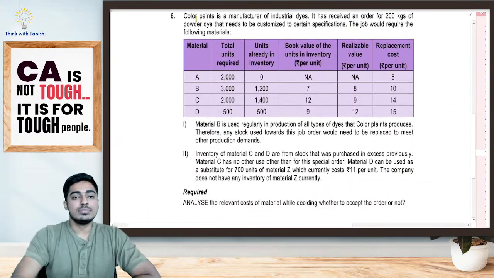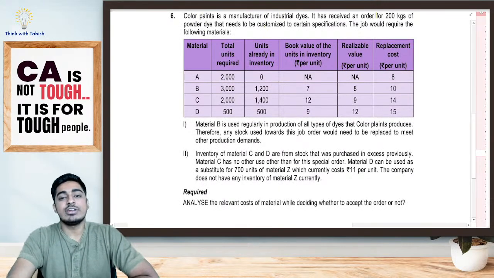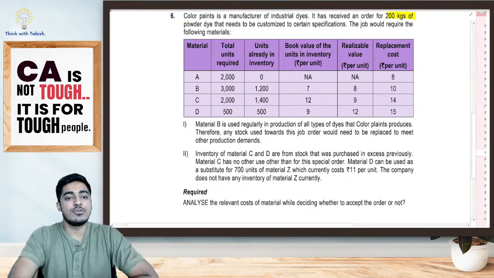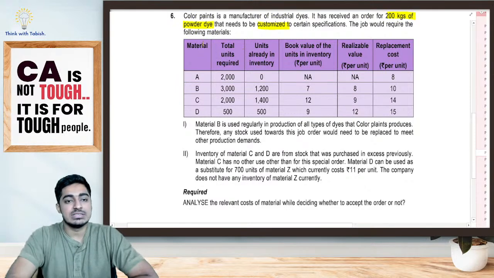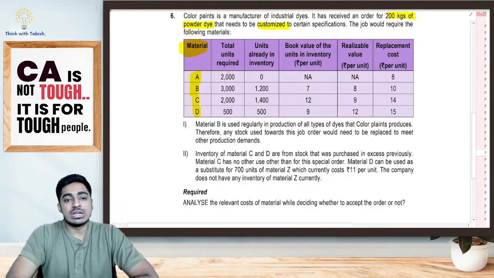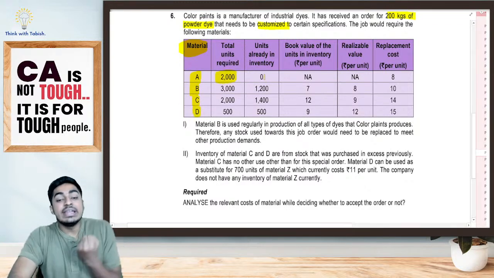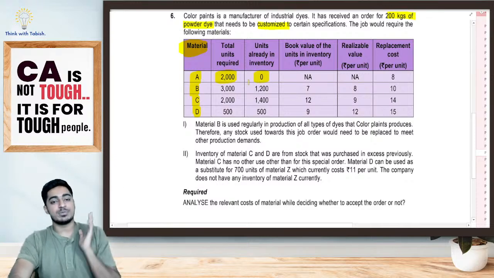Color Paints is a manufacturer of industrial dyes. It has received an order for 200 kg of powder dye that needs to be customized to certain specification. The job would require the following materials. What all material is required? A, B, C, D. Now, look at A. Total 2000 units are required and nothing is already in inventory. Am I having anything in my inventory? No. So, complete 2000 I have to purchase.